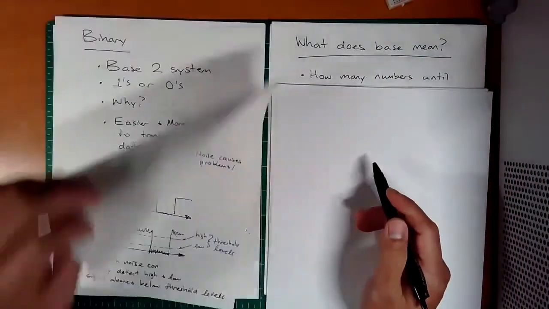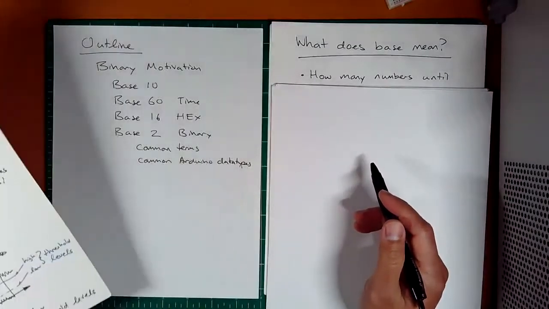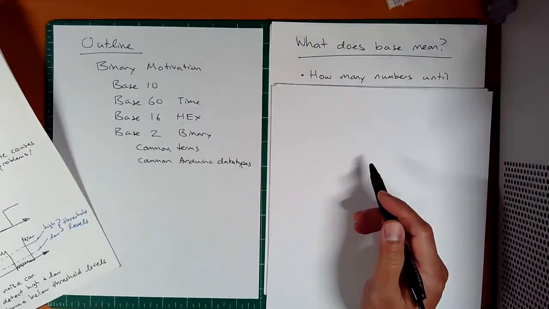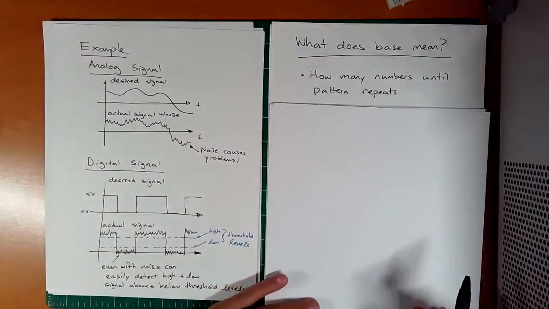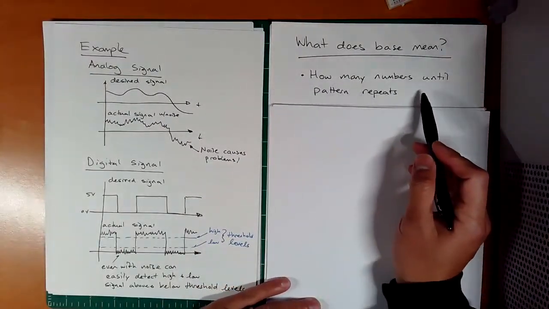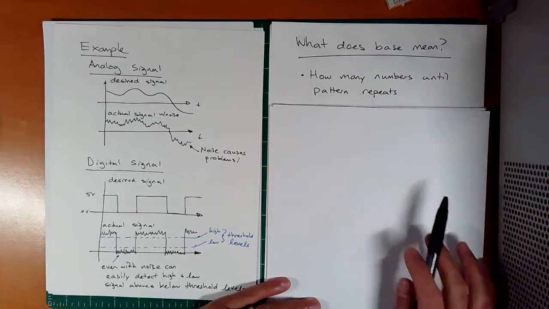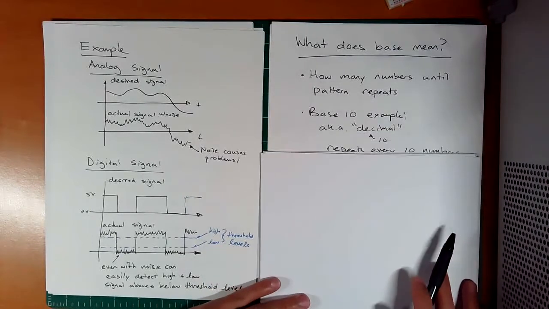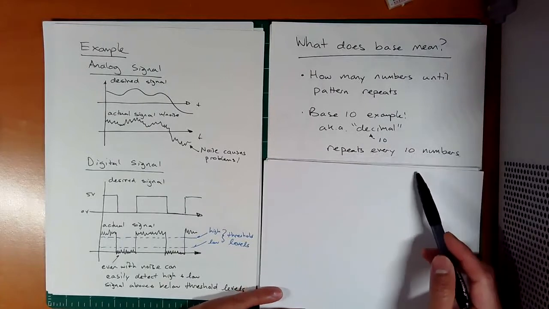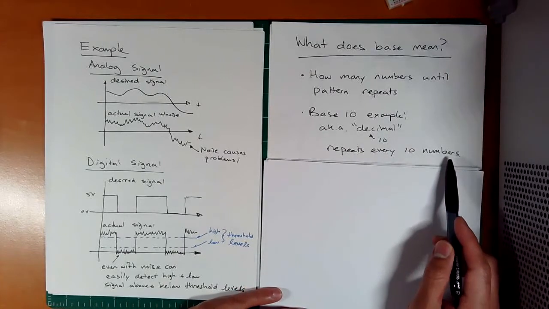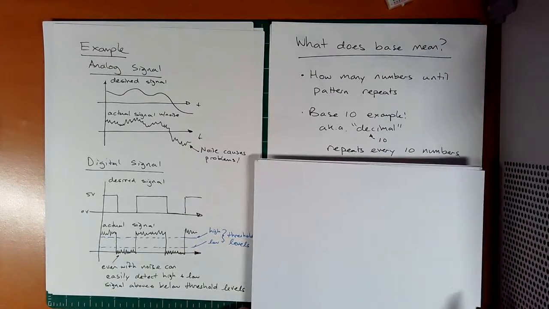All right. So the first question is, maybe, what does base mean, right? Because we have base 10, base 60, base 16, base 2. Well, what does base even mean? Well, one way to think about it is how many numbers until your pattern repeats, right? And so, for example, base 10, we also call this decimal, right? By the way, it repeats every 10 numbers.